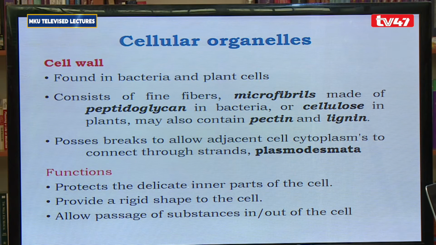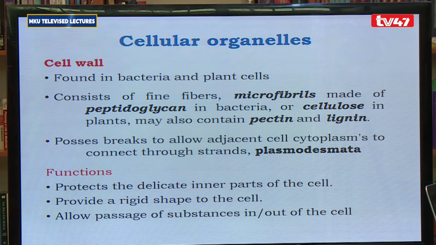So what is the function of the cell wall? First, it protects the delicate inner parts of the cell. Like I said, it's a rigid, strong structure which helps the cell to protect its inner delicate parts. It provides the rigid shape of the cell. Remember, since things like bacteria do not have a cytoskeleton, they require an outer wall that is strong enough to ensure that the cell retains its shape so that things inside are not squeezed.